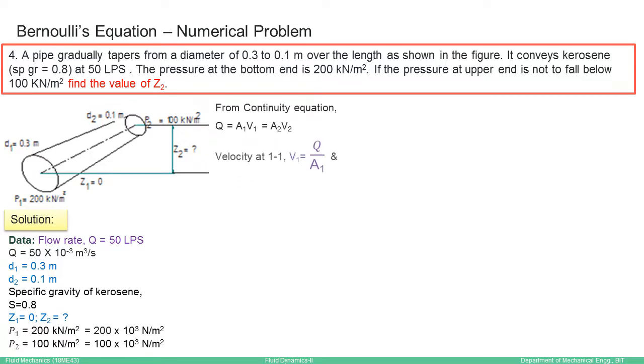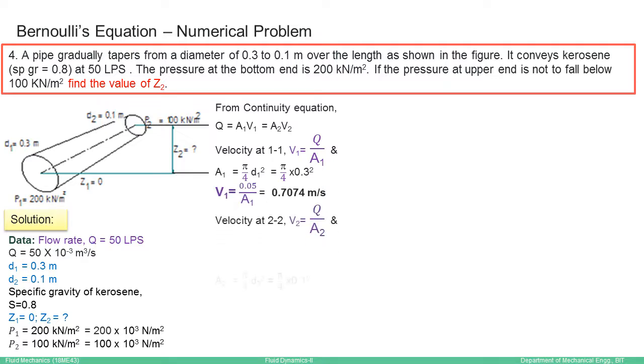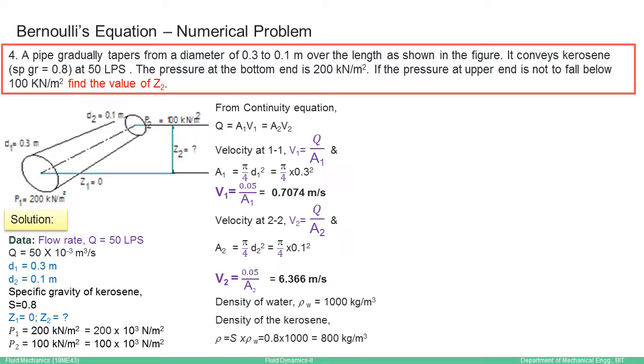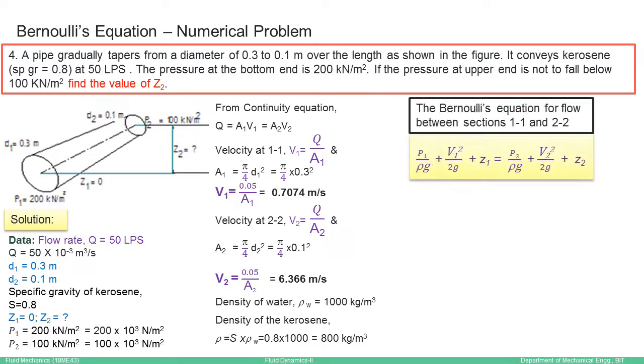So we have from continuity equation, since the flow rate is known and the diameters are known, we can find out the velocities at section 1 and 2. And also density of the oil is found out by multiplying the specific gravity of the oil by water density. So density of water is 1000 kg per meter cube. So we get rho is equal to 800 kg per meter cube for the given oil or kerosene here.